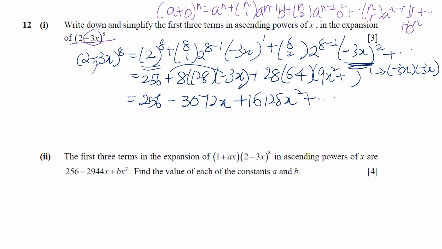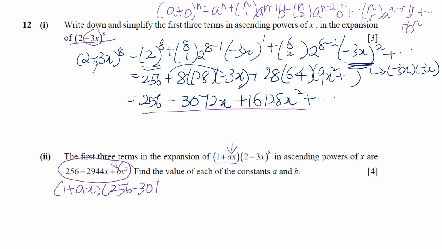For the second part, you're supposed to use whatever you have expanded, multiply with 1 plus 8x, and the final answer is these three terms here. And from there, we're supposed to find the two unknowns, a and b. Okay, so that's not difficult, right? So 1 plus 8x multiply with 256 minus 3072x plus 16128x squared.